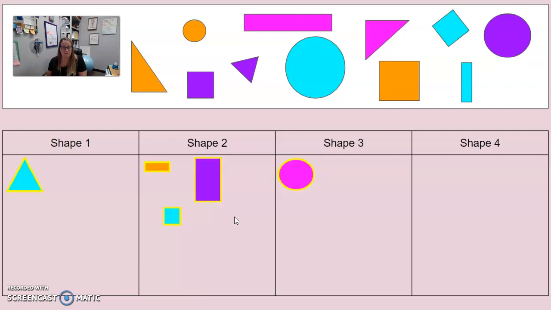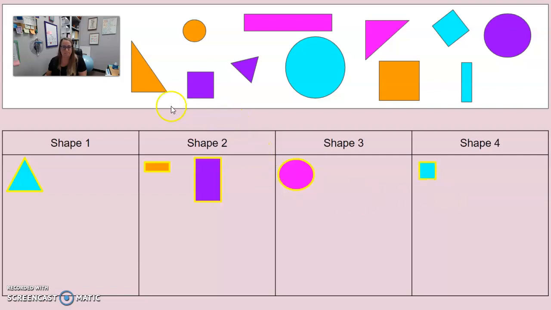All right, come back to me in 3, 2, 1. Eyes and ears on me. Okay, I heard somebody say, no, no, no, Miss Phelps, that's not right. Well, it does have 4 sides, and technically, it is a rectangle, but it's a special kind of rectangle, and I want to make it its own category. So I'm going to put it in its own bucket. So I'm going to go ahead and move it over here to shape 4.